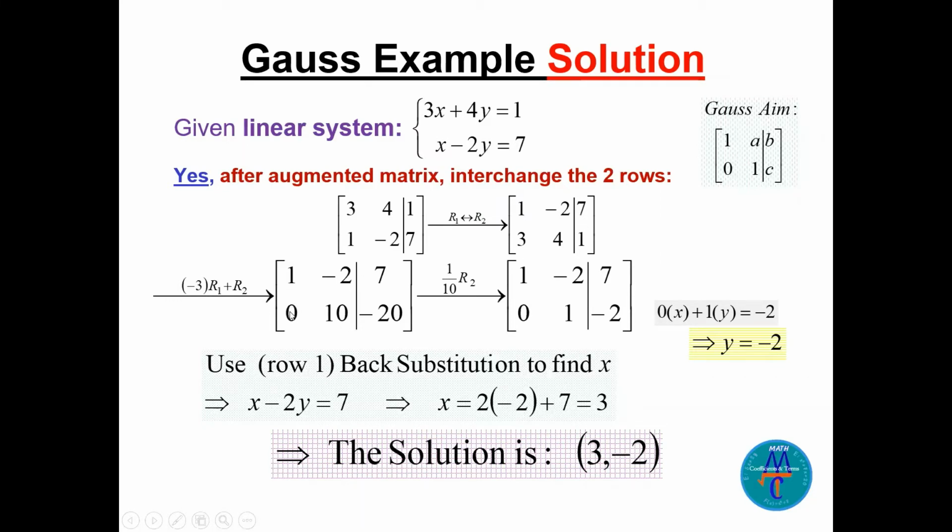Now this is 1, this is 0, this should be 1. So I divide by 10. So I get 1 and minus 2. Now look at the second row here. 0x plus 1y is equal minus 2. So y will be minus 2.